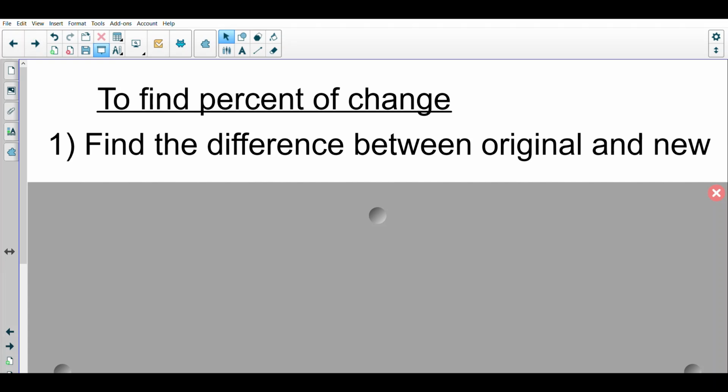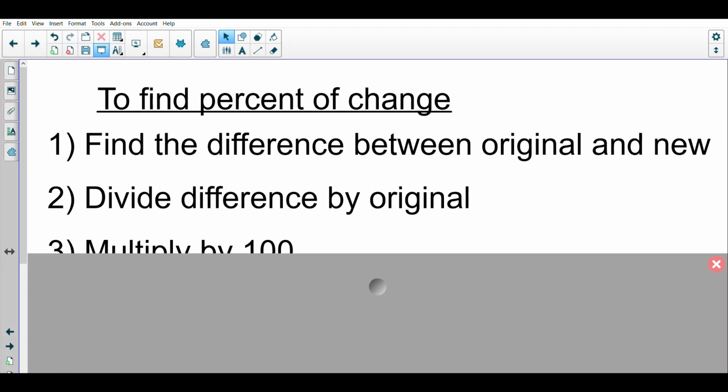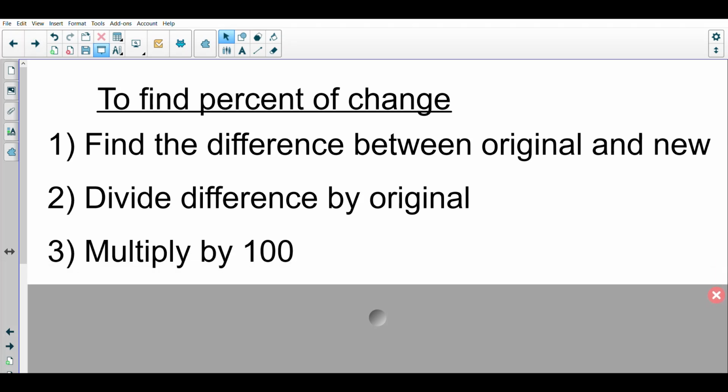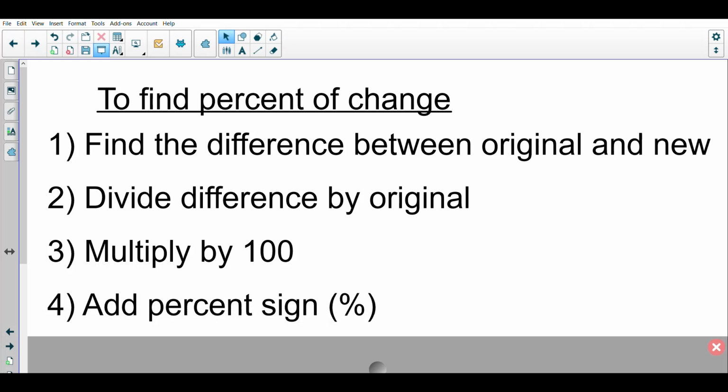It doesn't matter which one comes first, just make sure the biggest one comes first so you have a positive number. Number two, divide the difference by the original. You always divide by the original. And then you multiply that by 100, and then you add a percent sign, and that'll give you your percent. We'll go through an example of that one after we cover the other slides.